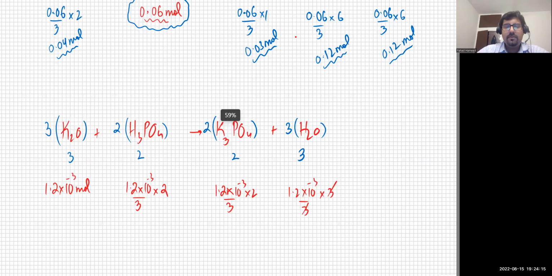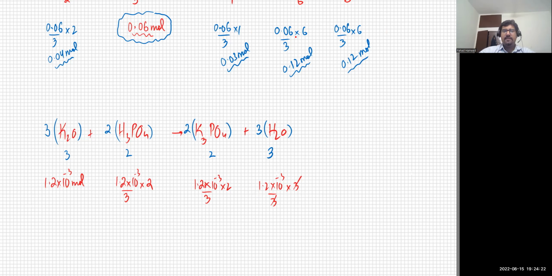Now remember this, most moles questions are pretty much the same thing. If you know the moles of any one of the reactants or the products, you can just use ratios and figure out the moles of all the other substances. So if you know the ratio, you can figure it out.